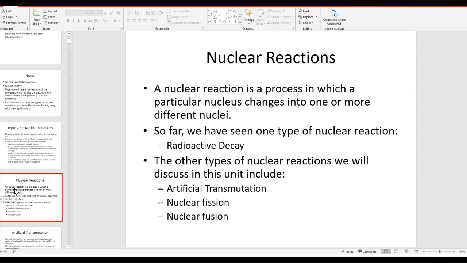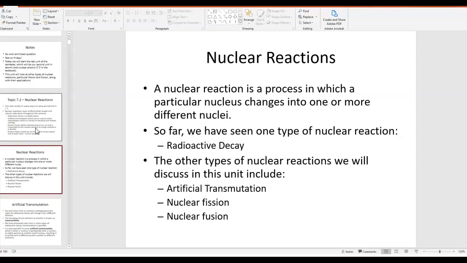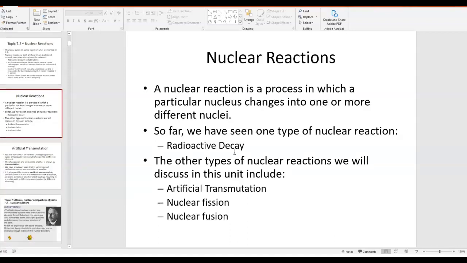Remember, there are different types of radioactive decay, and we did have some practice using a periodic table to help us write nuclear decay equations. We're going to start off by talking about artificial transmutation, and as we progress through the unit, we'll later talk about fission and fusion. But they all have similarities.